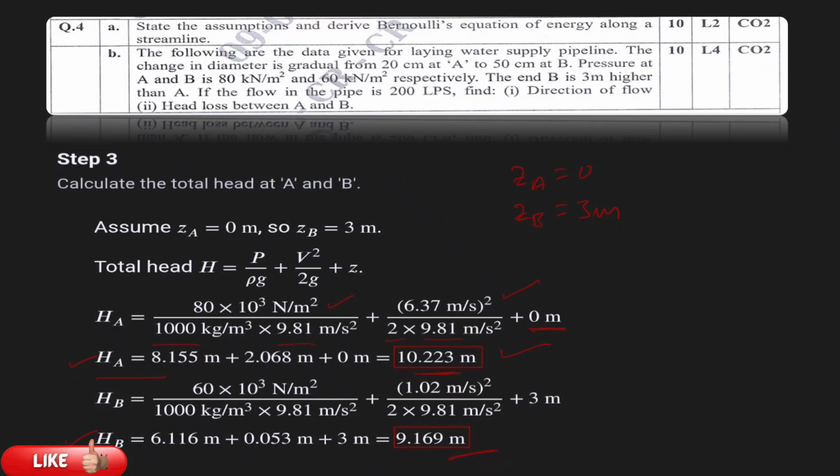Next, similarly, we can solve for total head at B. Pressure at B is 60 kilonewton in the given data, divided by rho is 1000, g is 9.81, and velocity is 1.02 meter per second. Then ZB is 3 meter. Therefore, we will get HB is equal to 9.169 meter.